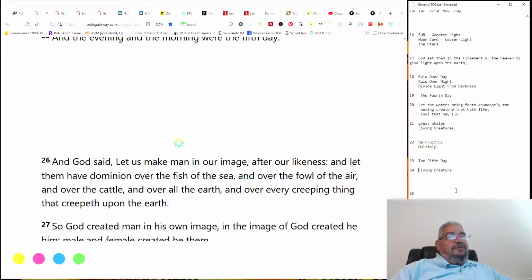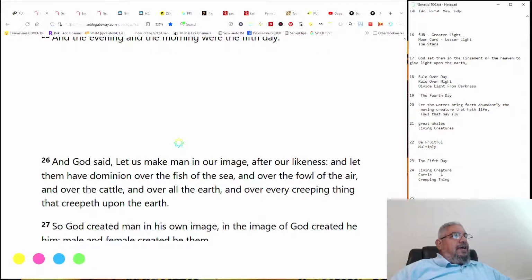Verse 26, so that's what we'll finish with today. Living creature, and we'll put in cattle for now, but I am going to do a little more research in the Hebrew. Creepy thing.